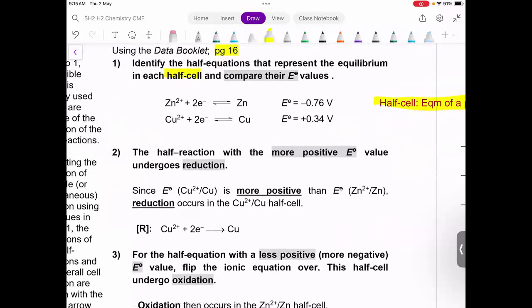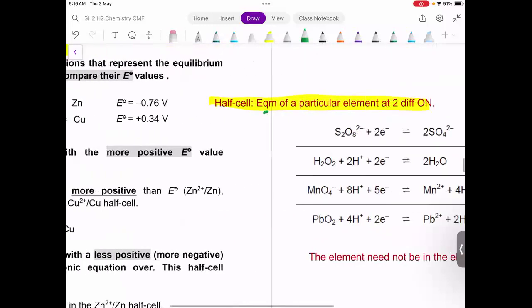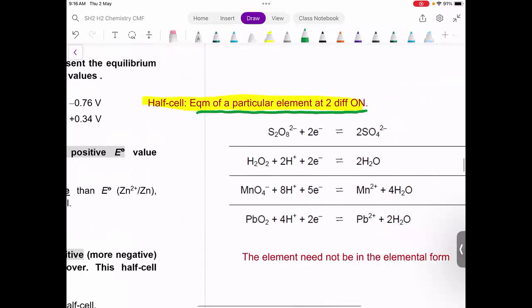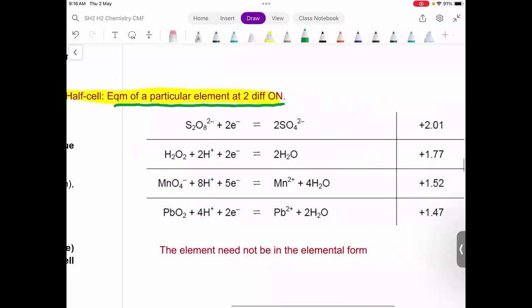Please be reminded what a half cell is. A half cell is an equilibrium of a particular element at two different oxidation numbers. It must have a particular element at two different oxidation numbers. Very important. That is considered a half cell. And I need to remind you, it need not be in the elemental form.